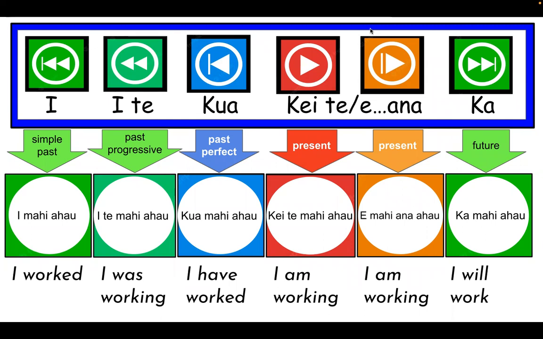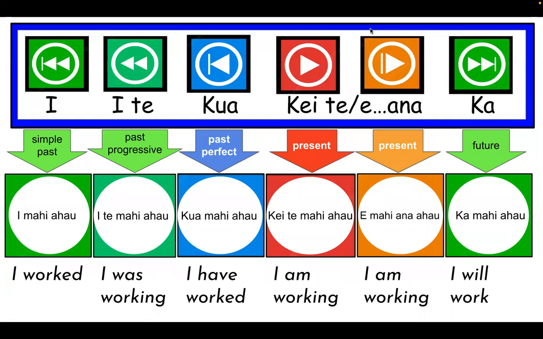If we're using e ana, we would need to place the tūmahi in between the e and the ana, like a tūmahi sandwich. The sentence in English would still be I am working, but in te reo Māori, it translates to e mahi ana aho.